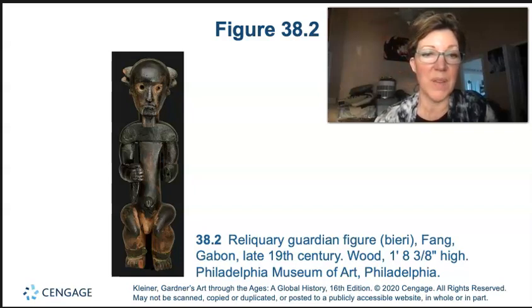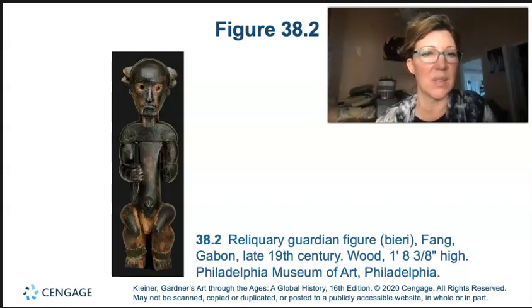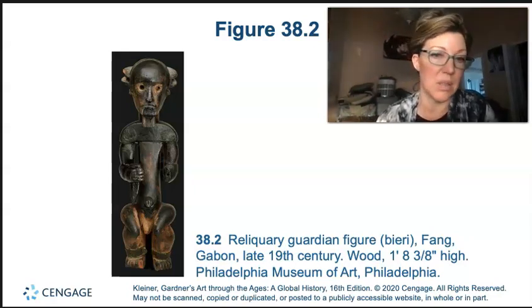Okay, this is a reliquary guardian figure called a Bieri. This was made by the Fang people, and I just think that's fascinating, because in European cultures, they also had reliquaries. So I wonder how that news traveled, or if we're just using the European word and it has the same meaning.